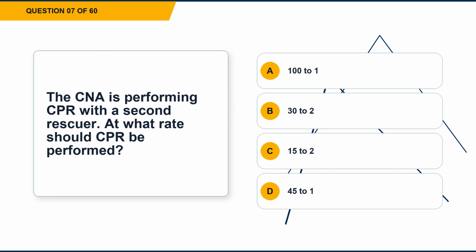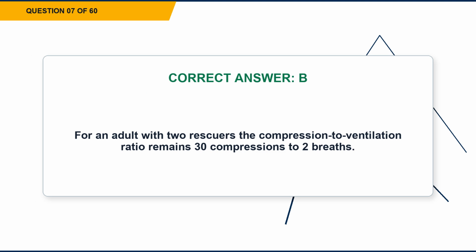Question 7. The CNA is performing CPR with a second rescuer. At what rate should CPR be performed? Option A, 100 to 1. Option B, 30 to 2. Option C, 15 to 2. Option D, 45 to 1. The correct answer is option B, 30 to 2. Explanation: for an adult with 2 rescuers, the compression to ventilation ratio remains 30 compressions to 2 breaths.